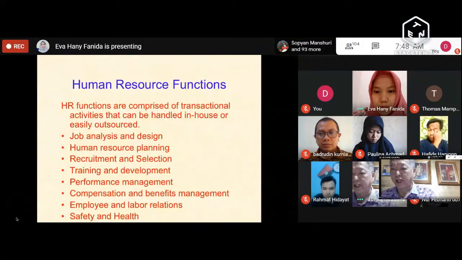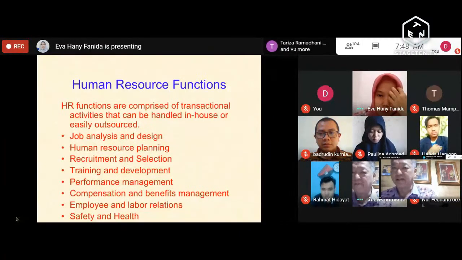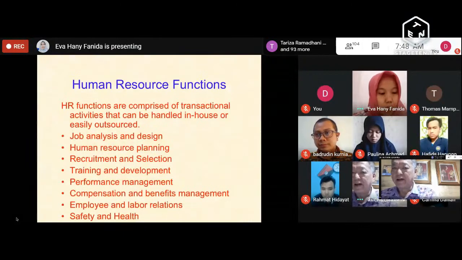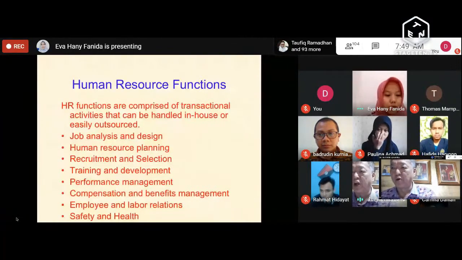Suitable or not. So this is our function to do, or it's our duty to try to analyze. The job analysis and design, in my opinion, should be the first function we should know about the organization.